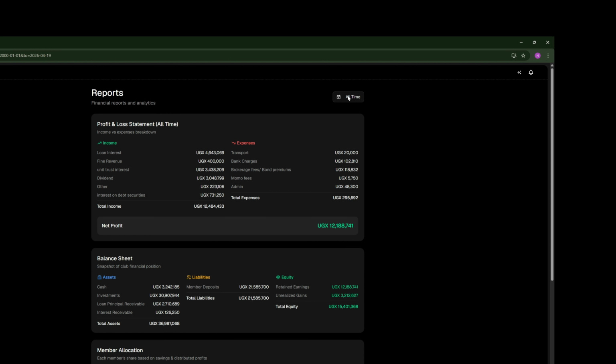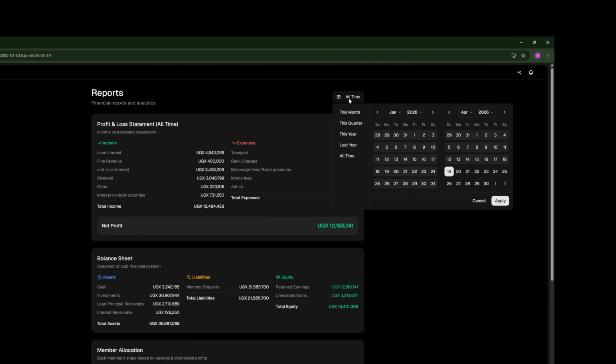As you've seen, we can generate reports for different periods. The ones that are built in are this month, this quarter, this year, last year, and all time. But if you want a specific period, you can use this calendar and set the date that is starting the period and the date that is ending the period. So for example, let me do from April last year to April this year. And then apply.